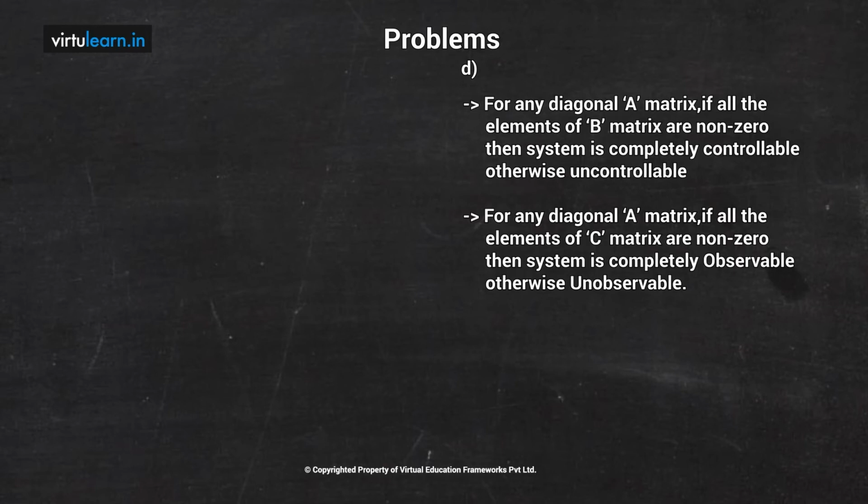And in case of observability, again if A is a diagonal matrix, if all the elements of C are non-zero, we say the system is completely observable. If any element is 0, even if you have the remaining elements non-zero, we can say that particular system is an unobservable system. So this way we can draw the conclusions, if the A matrix is a diagonal matrix.